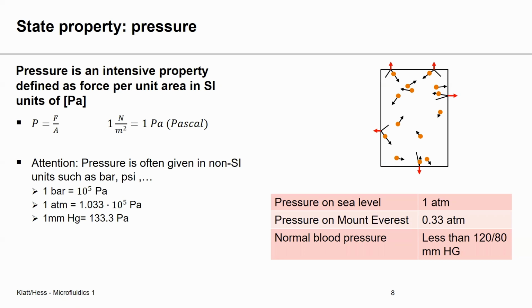So the pressure at sea level. For example, when you're working in a lab, you can consider the environmental pressure to be 1 atmosphere. And of course, atmospheric pressure depends on the height you are at. So if you are on Mount Everest, you have 0.33 atmospheres.